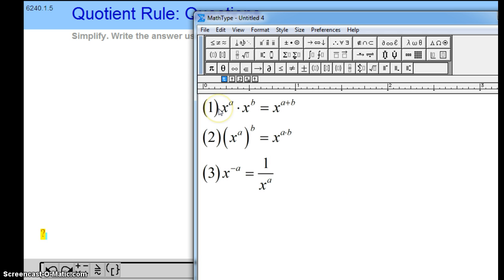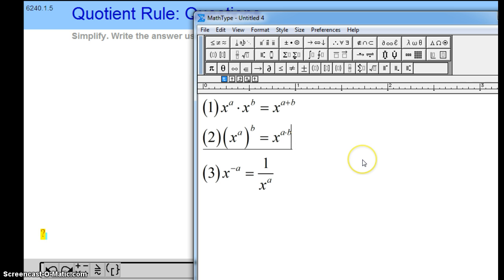The first one is x to the a times x to the b, meaning they have the same base but different exponents. A and b are just numbers. We could call them 2 and 3, but I'm just leaving it as a and b to be general about it. And we can do an example if you'd like. So x to the a times x to the b is x to the a plus b. And then x to the a to the b power is x to the a times b.